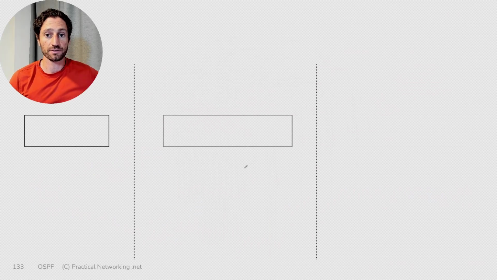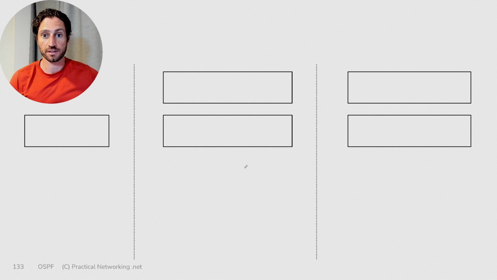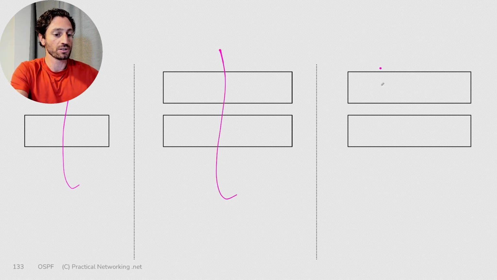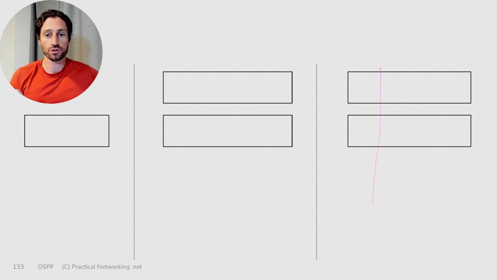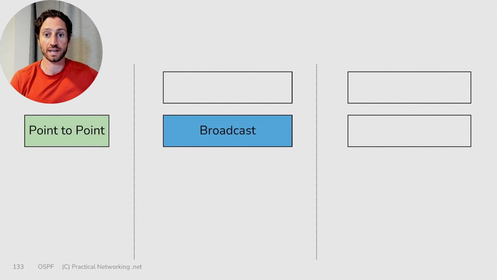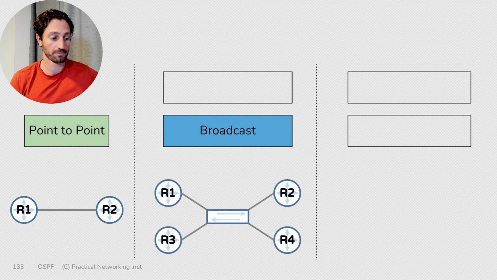There are 5 different OSPF network types that exist, and they all kind of fall in these 3 categories. The first 2 are something you should be pretty familiar with, because they're the 2 network types that we've already been using throughout this course. That is point-to-point networks and broadcast networks, and this is what they look like.